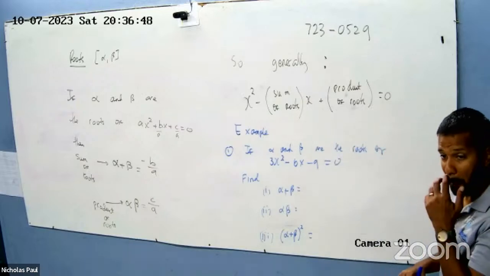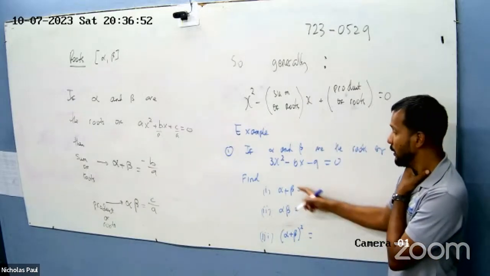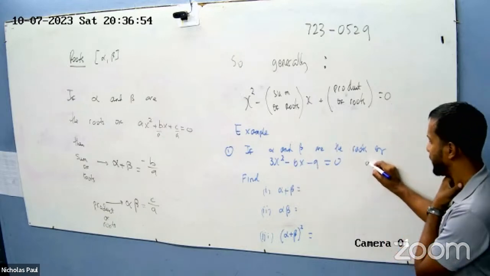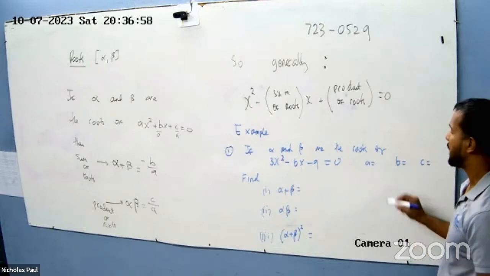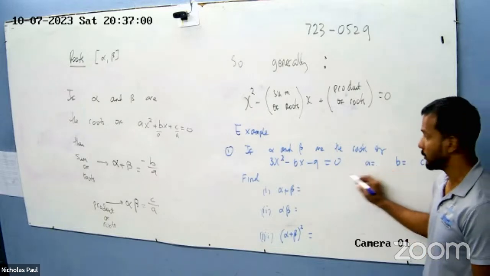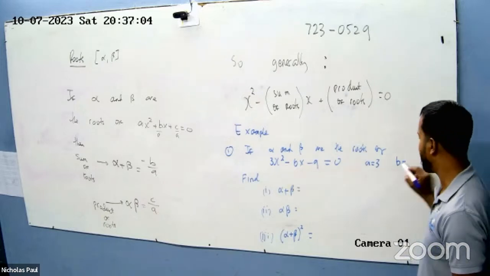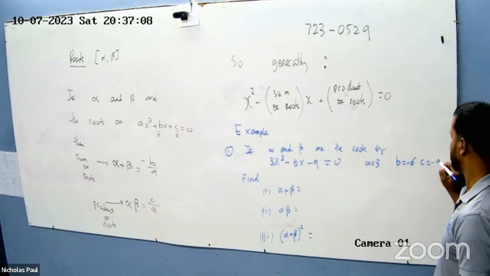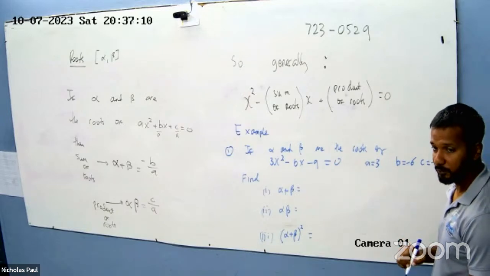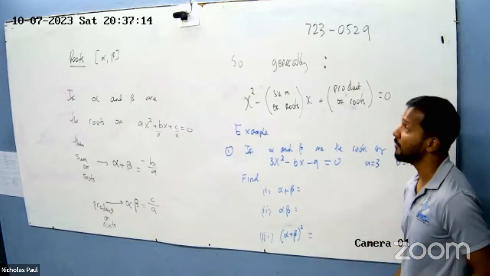Okay, so let's try the first one. How are we going to get alpha plus beta? First thing we need to get here is what is A, what is B, and what is C. A is how much? Positive 3. B is how much? Negative 6. And C is what? Minus 9. That's okay. So how are we getting alpha plus beta?